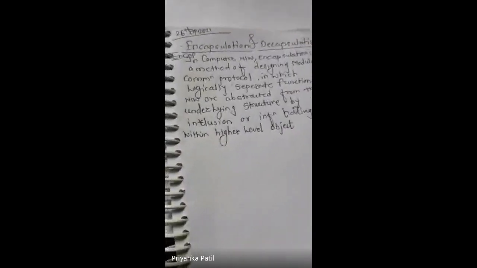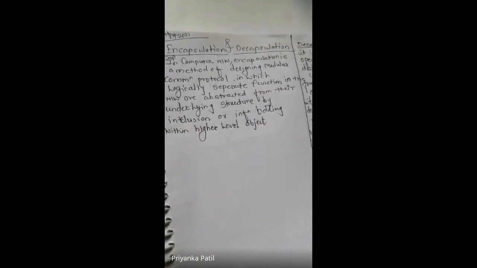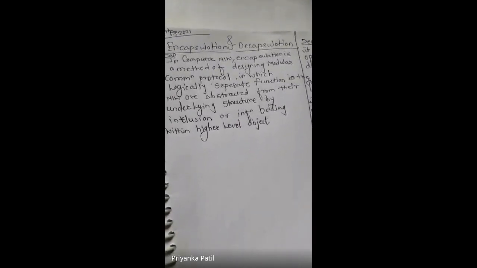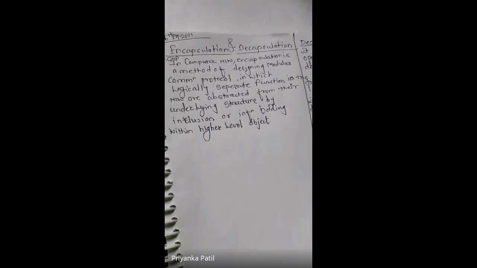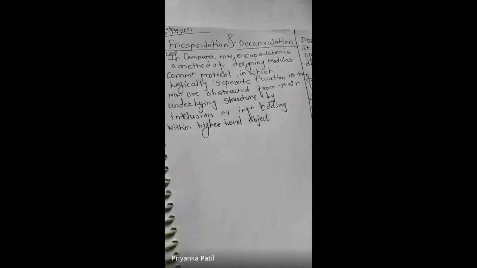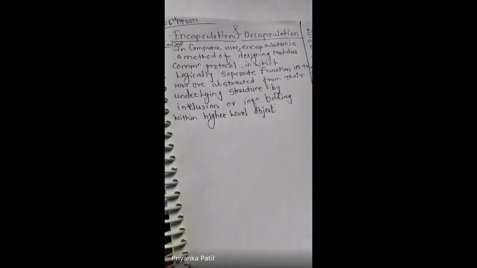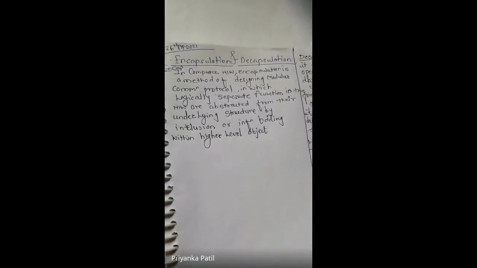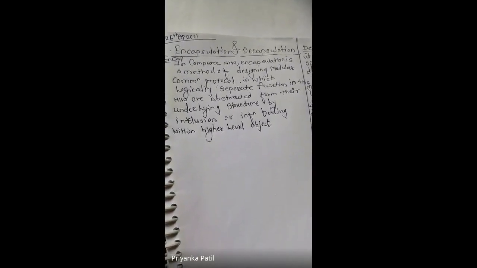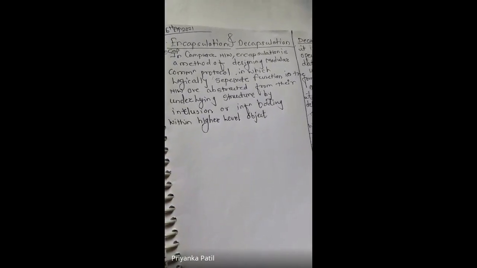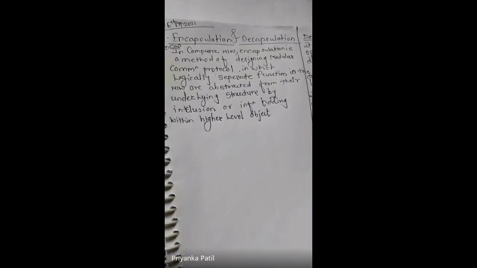Okay. Our next concept is encapsulation and decapsulation in the reference layer model. So basically, what is meant by encapsulation? In our computer networking system, encapsulation is the method of designing the module of communication. This is the protocol through which we communicate with the end module, in which logically separated functions in the network are abstracted from their underlying structure by inclusion and information hiding within the higher level objects.